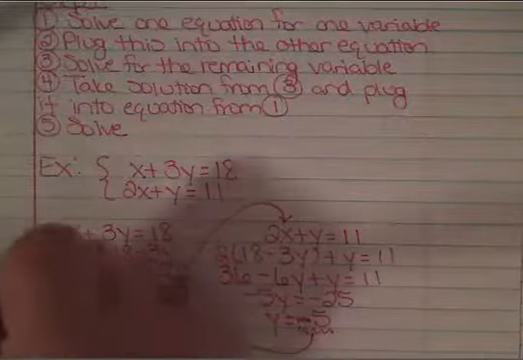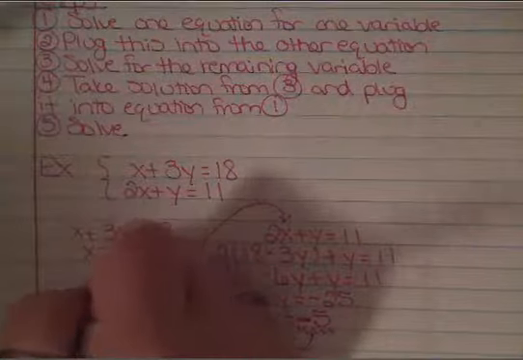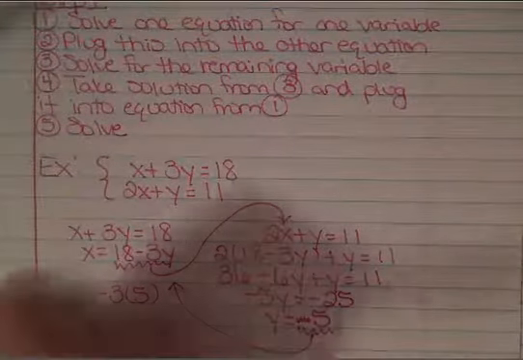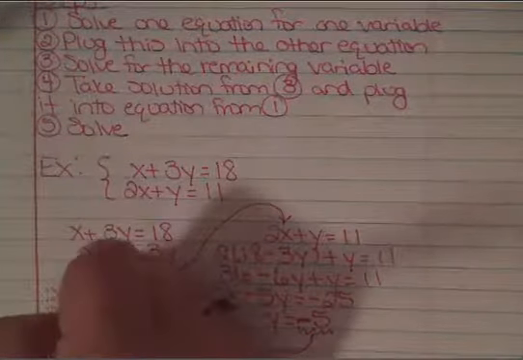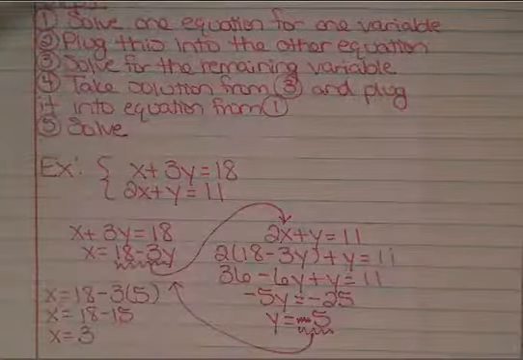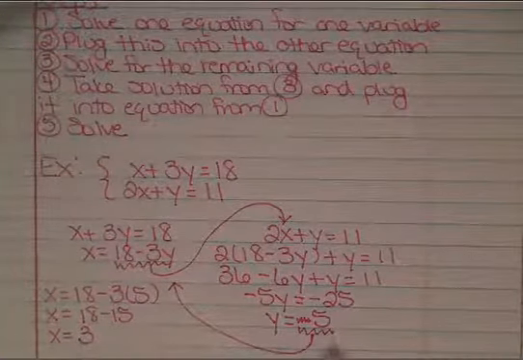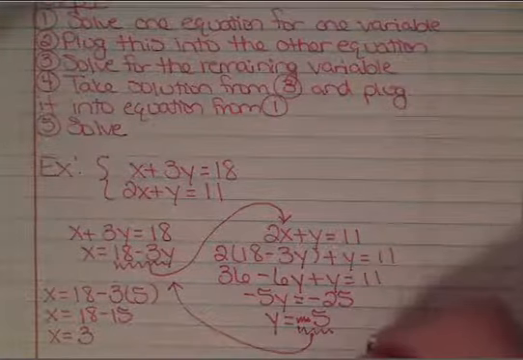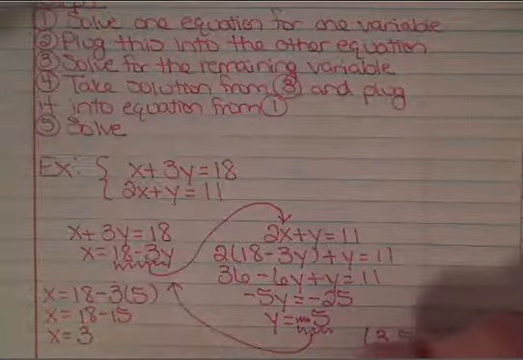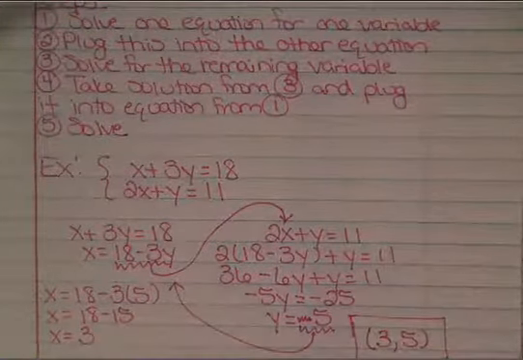So that means we have x equals, and I'm going to rewrite it, 18 minus 3 times 5. Wherever there was a y, I plugged in 5. So x equals 18 minus 15. X equals 3. So we have x equals 3, y equals 5. So the solution for our system of equations is (3, 5). It's an ordered pair, and so that's how we're going to write it.